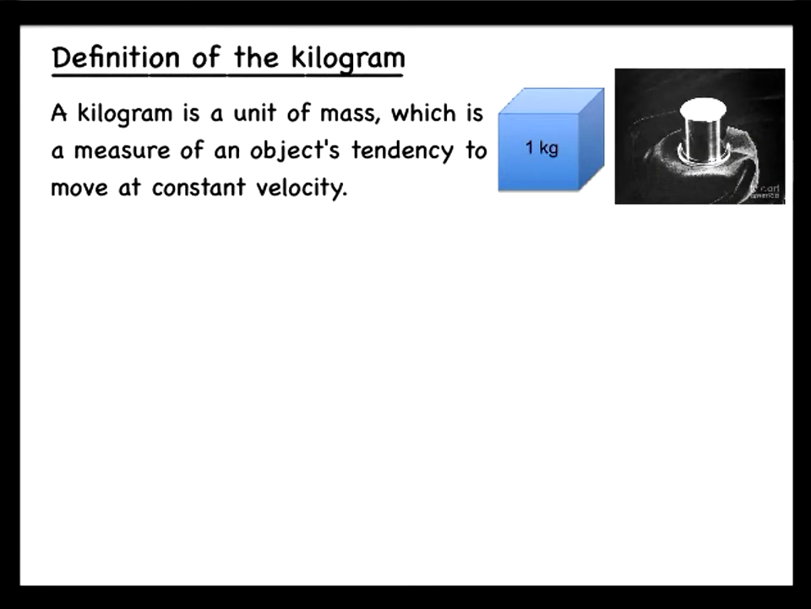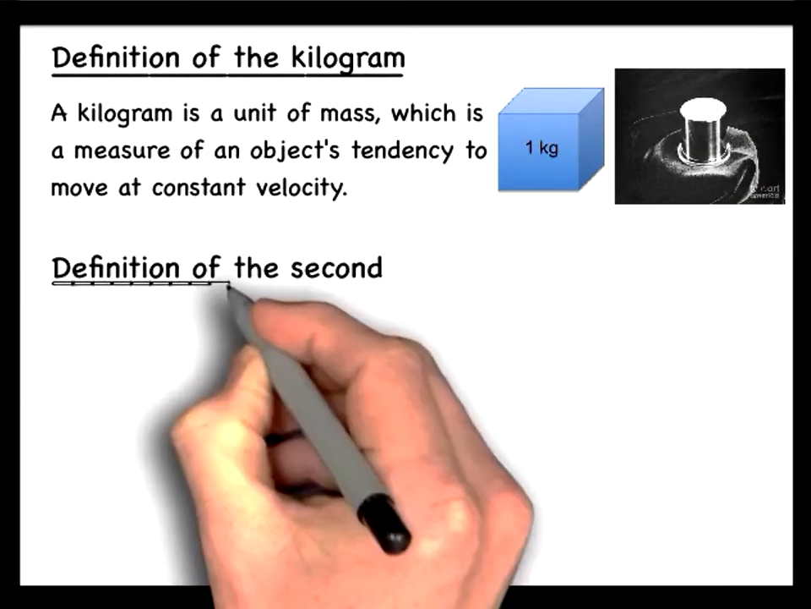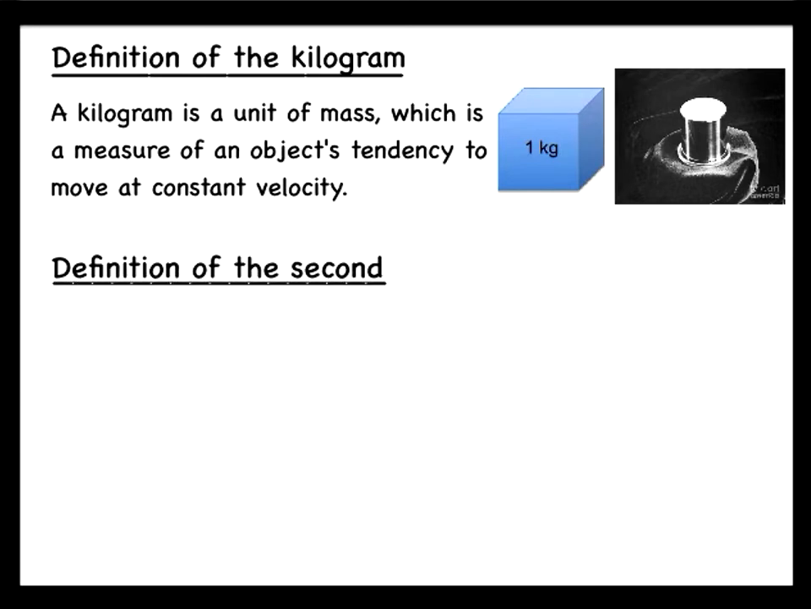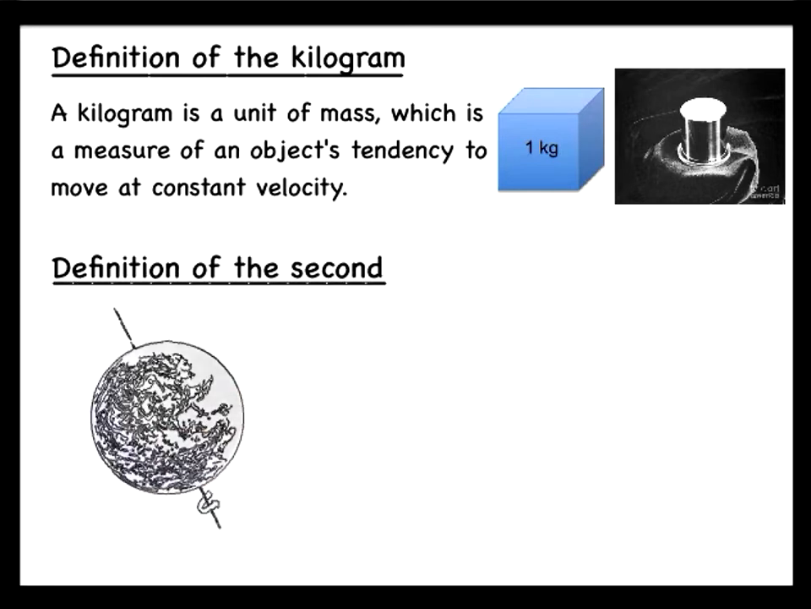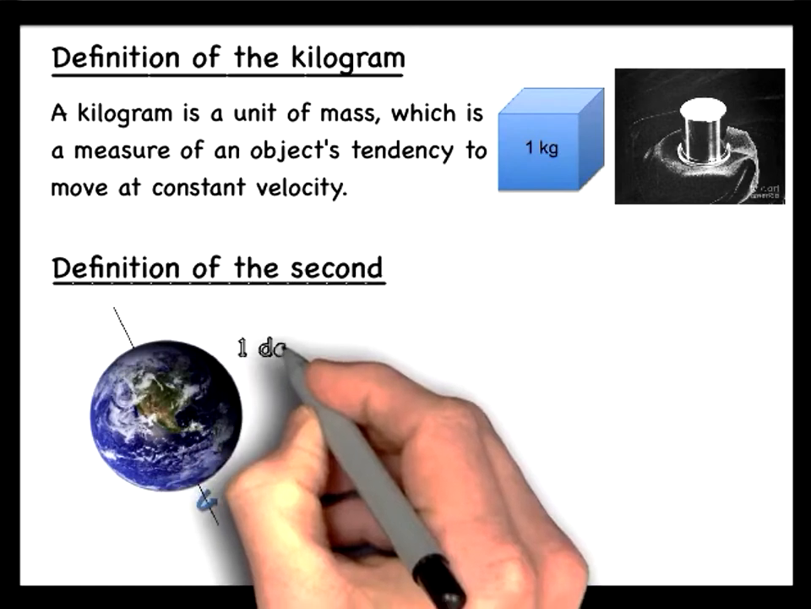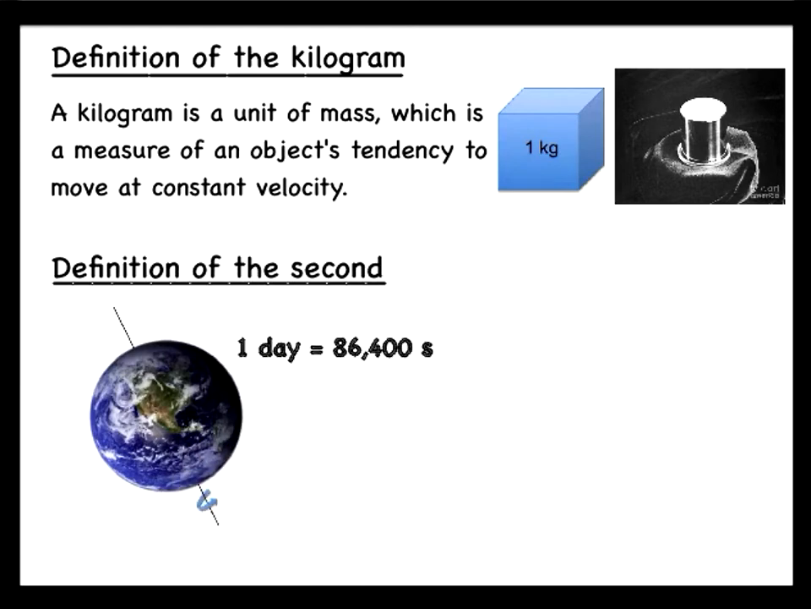And finally, time, which like length and mass, has been defined differently throughout history. Originally, the second was defined in terms of how long it takes for the Earth to rotate once about its axis, with 1 day being said equal to 86,400 seconds. The Earth's rotation was chosen since this motion repeats over and over.